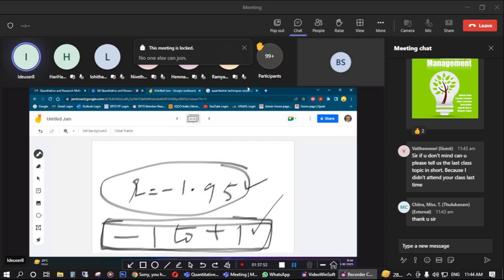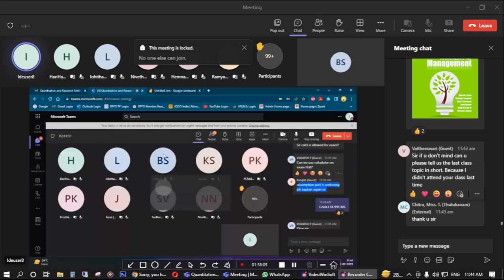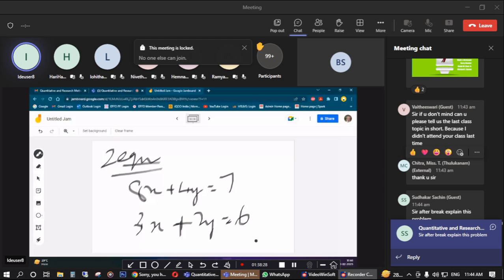See, the assumption part, I will give you a simple example so you will understand. Okay, what did I do? There are two equations. The rest of the people who have understood can take your break. People who have not understood can listen to this. So two equations are given. Let me say 8x plus 4y is equal to 7, a random equation. Another one, 3x plus 2y is equal to 6. Okay, now these two are random equations.